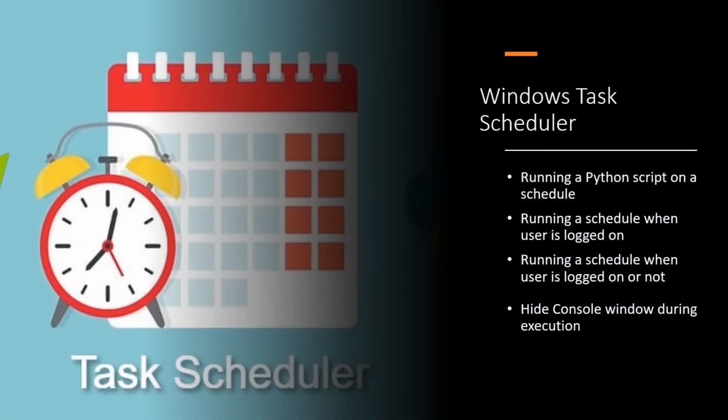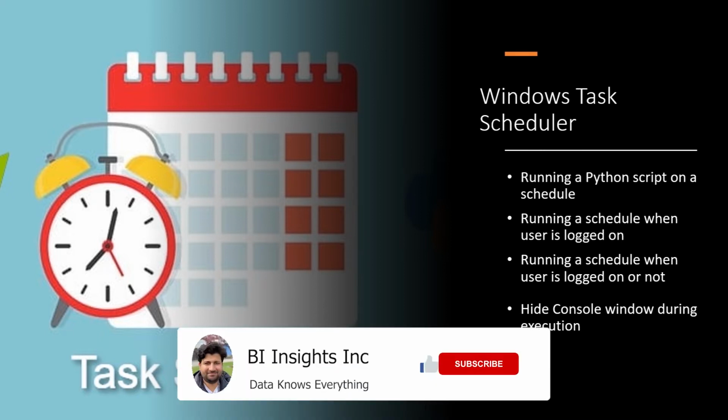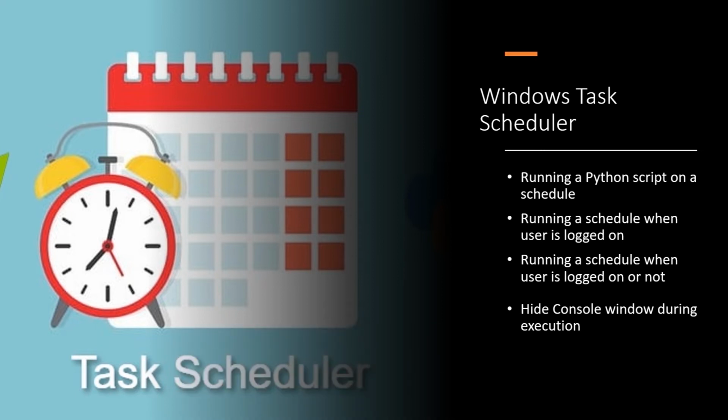Today we will cover how to schedule Python scripts with Windows Task Scheduler. We will cover different options that are available and what setting works for each option. For example, running a schedule when user is logged on or running a schedule when user is logged on or not. We will also cover how to hide the console window that appears when you run a script on a schedule.